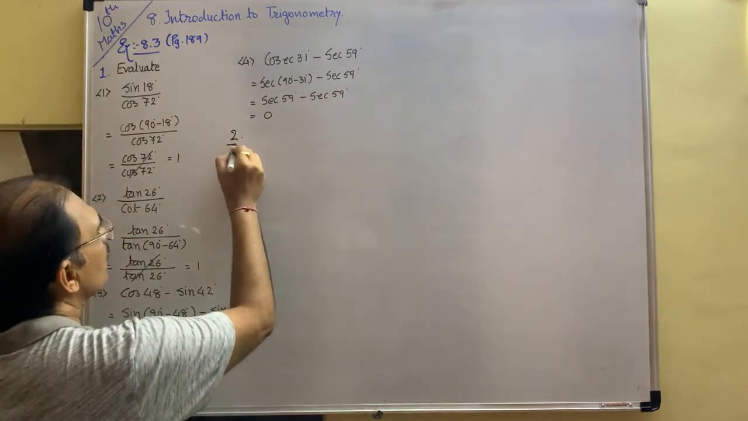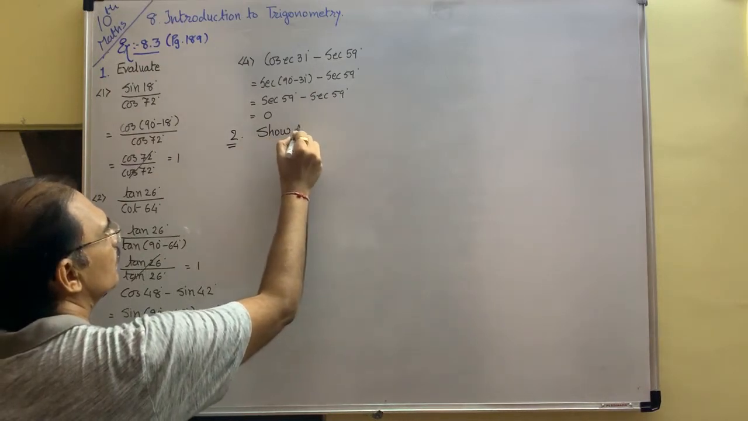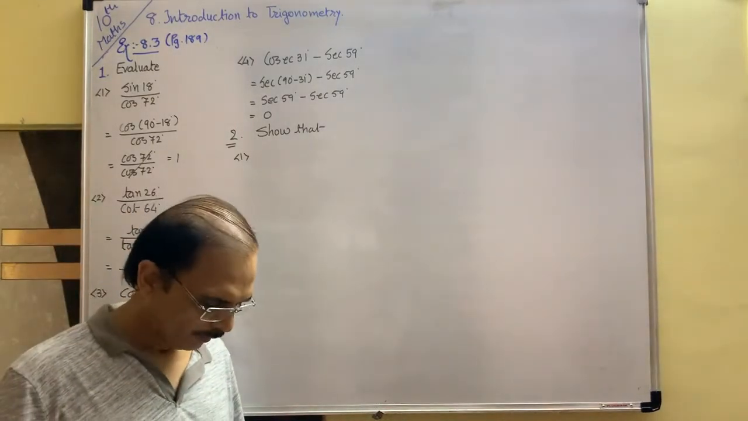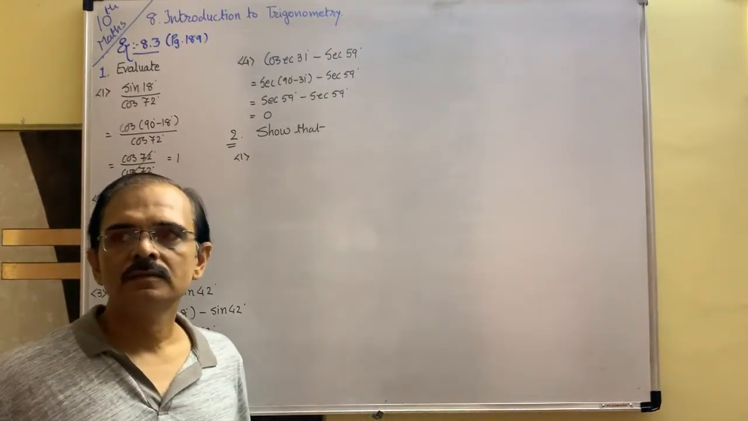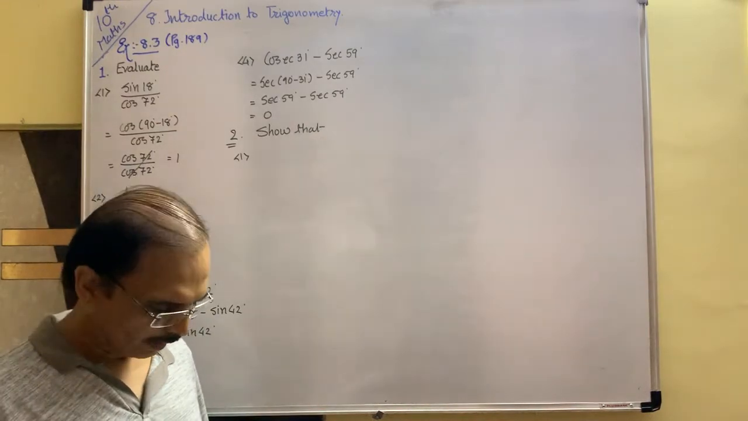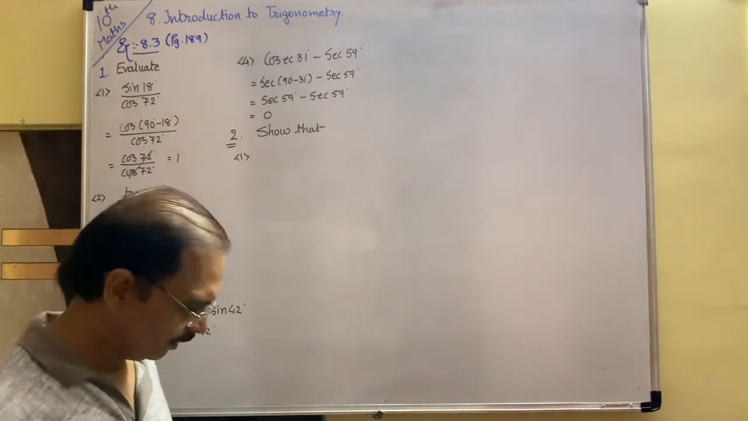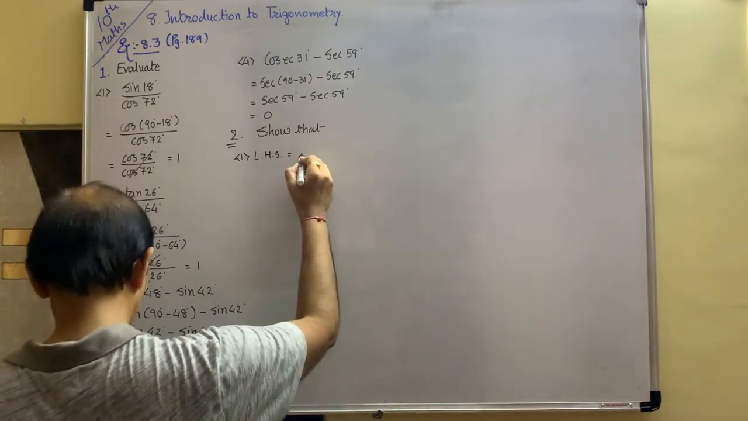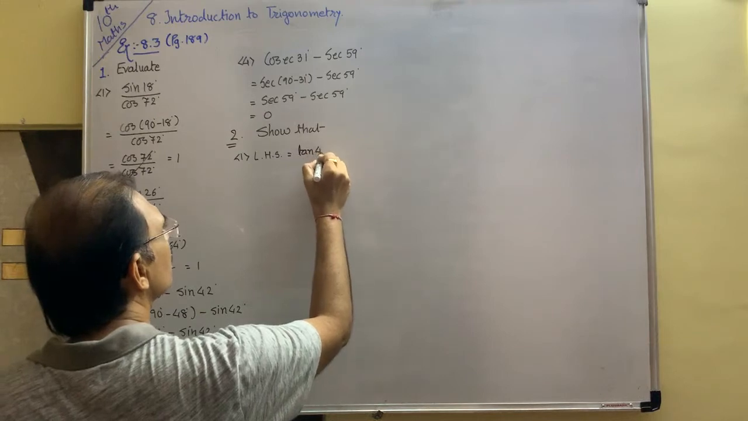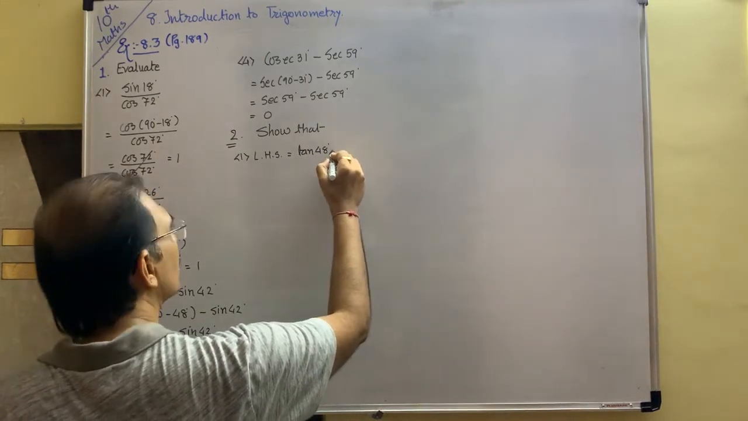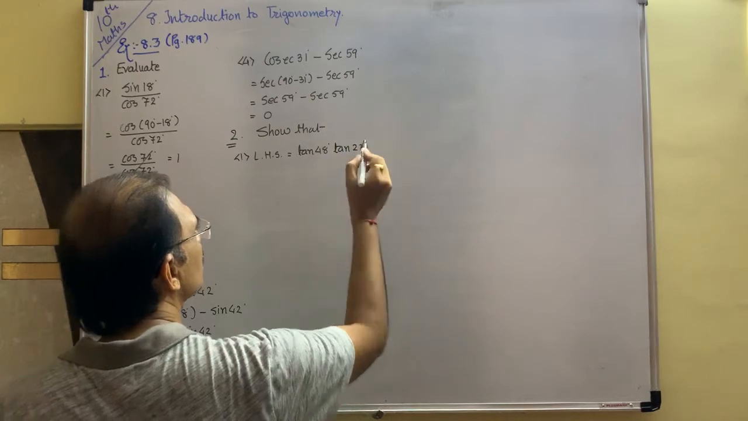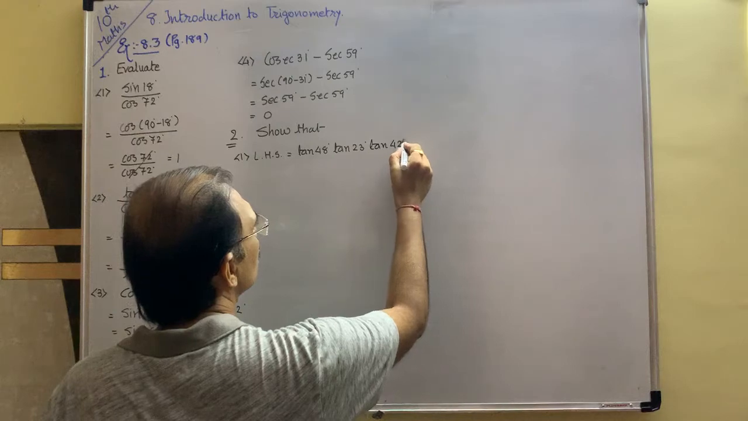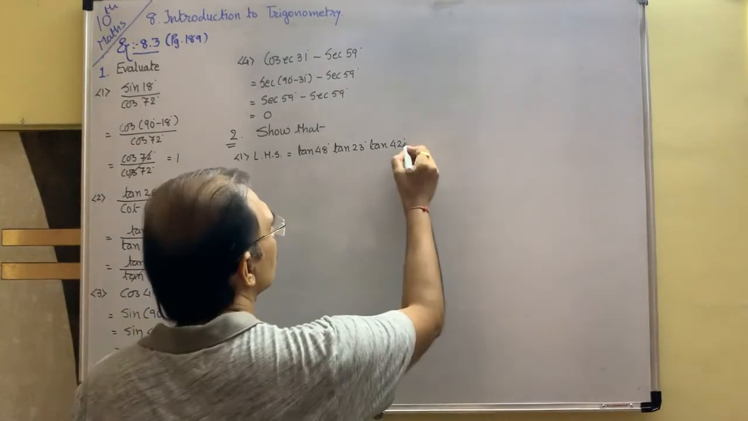Second question: show that, meaning you have to prove. First number: the left side is given, and on the right side you have to prove 1. The left side is what? LHS equals tan 48 into tan 23 into tan 42 into tan 67.